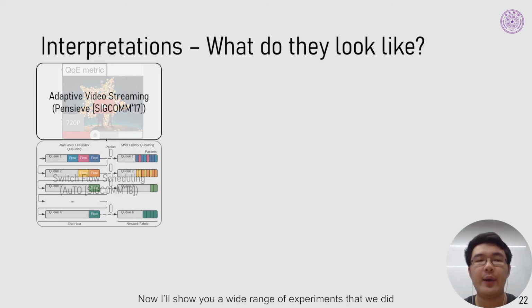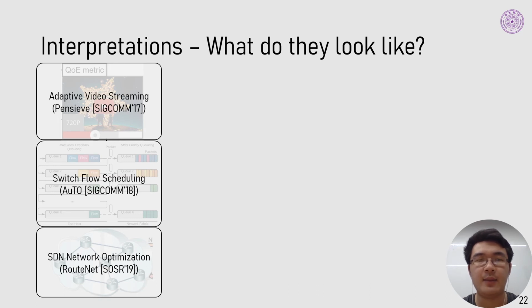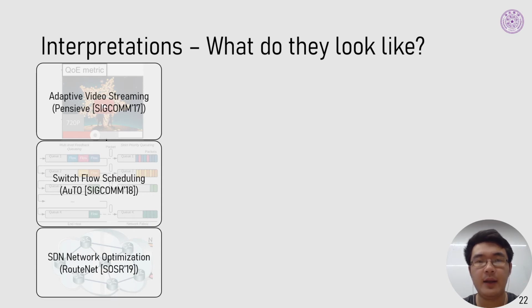Now I will show you a wide range of experiments that we did. We implemented METIS on 3 deep learning-based networking systems, including Pensieve, an adaptive bit rate system, and AuTO, a switch flow scheduling system, and also RouteNet, a network optimization system for software-defined networking. 2 of them are local systems, and the remaining one is a global system.